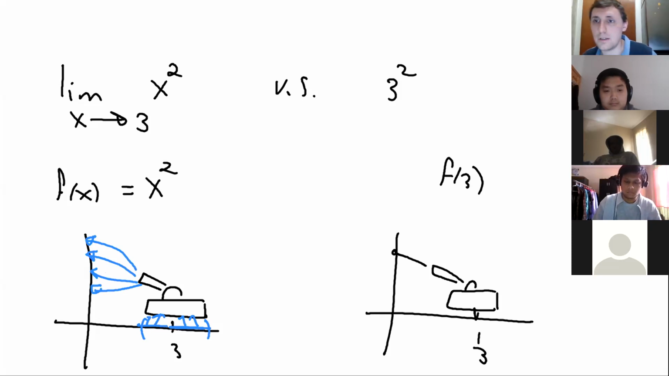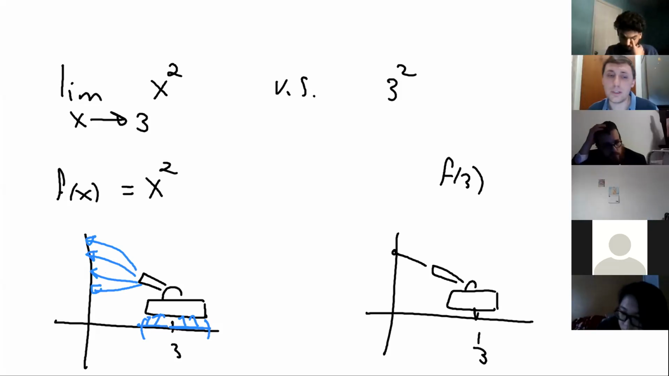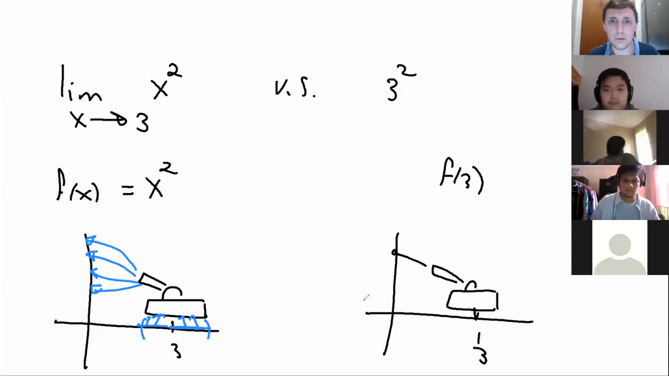Do you understand the difference? They are very different operations. Here I plug into the function all values close to 3. Here I plug in the value exactly equal to 3. So you're not confused, it's not 1/3. It's 3. Good. And what happens when I take the limit?